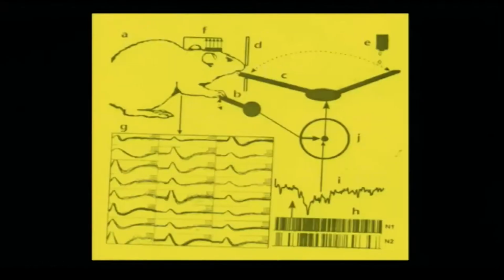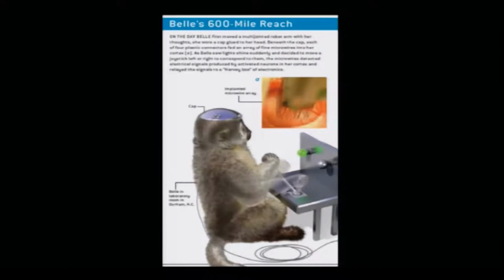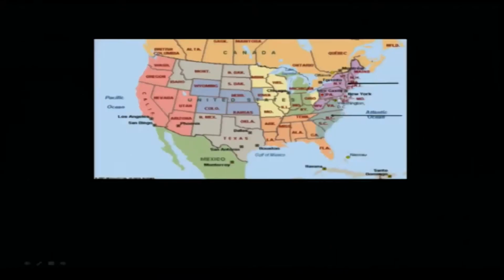So this was what Belly was trained with. Coming to Belly's 600-mile reach, it means 600 miles away. This is essentially from North Carolina all the way to Massachusetts. This is what they are trying to highlight.